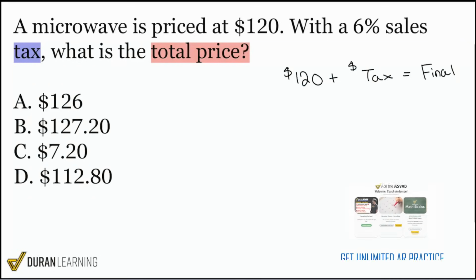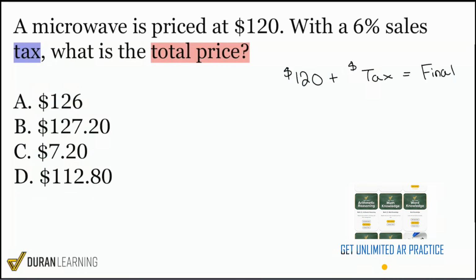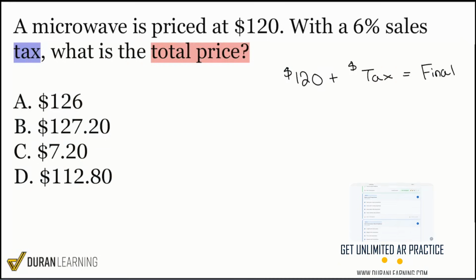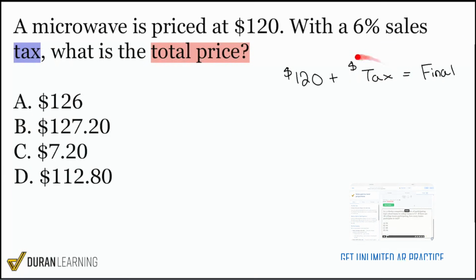So when we think about it intuitively, as we normally would going about our day-to-day business, yeah, this makes sense. 120 plus whatever the tax is, that's going to be the final amount. So now our job to get this problem right is really centered around and focused on, hey, what is the tax? And here's how we're going to get it.